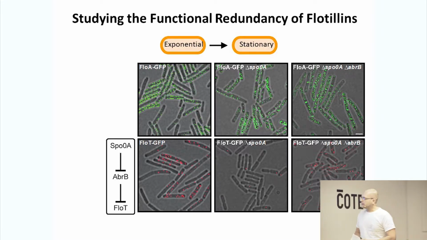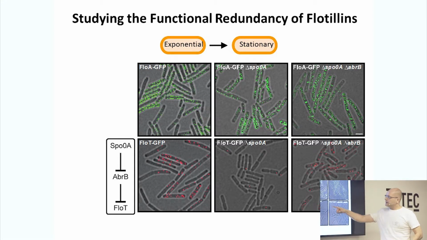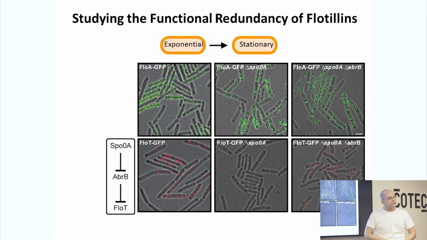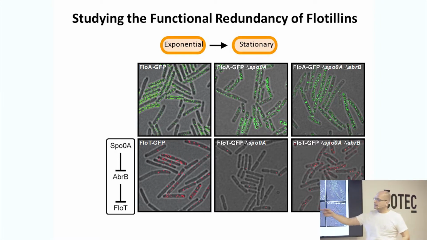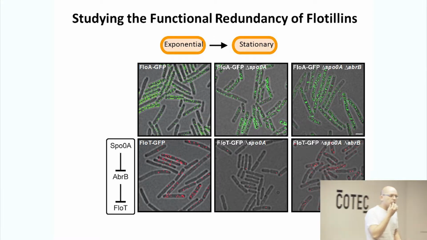But in FloT, we really see that when we have a mutation in Spo0A, the regulator I talked about that activates stationary phase and triggers all these behaviors, the mutation in Spo0A also inhibits the formation of these foci, and we can complement it with a double mutant, AbrB. This is the pathway that actually controls it. So it is really controlled in a signal-dependent manner. This is what we think right now.